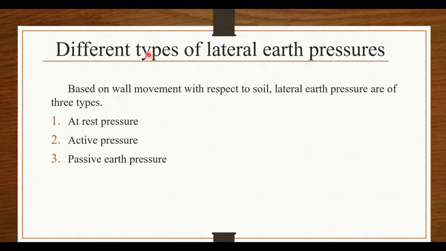And what are the different types of lateral earth pressures? Based on the movement of your retaining structure with respect to soil, we have classified lateral earth pressure as active earth pressure, passive earth pressure, and earth pressure at rest condition. First, let us see what is active earth pressure condition in this video. Remaining things I will discuss in the further videos.